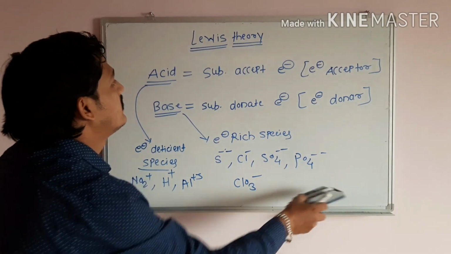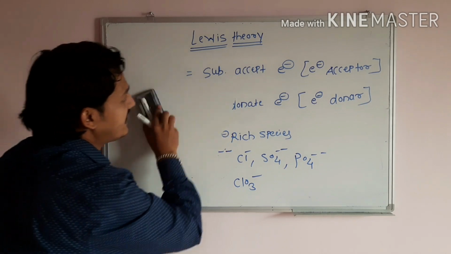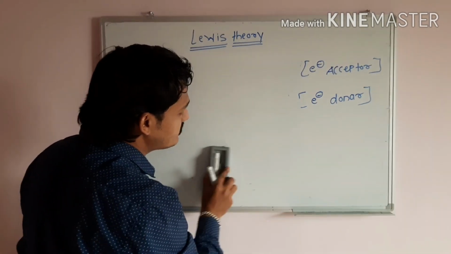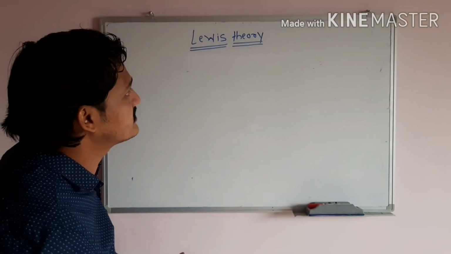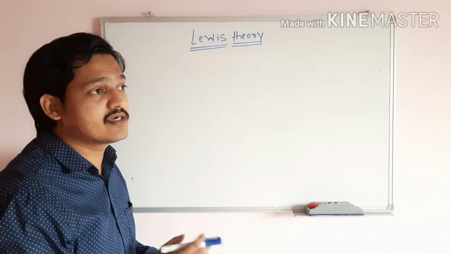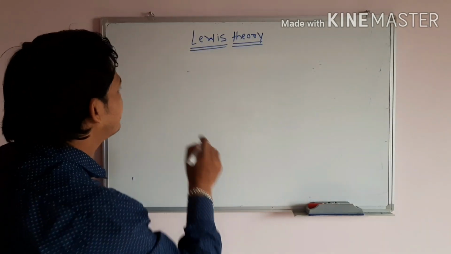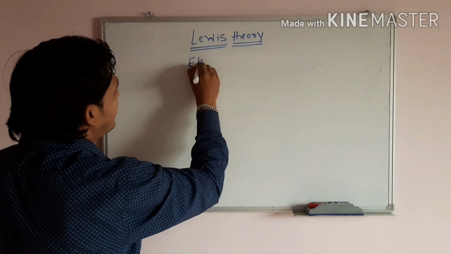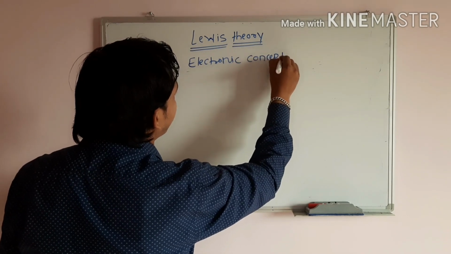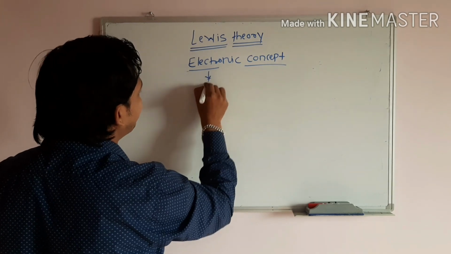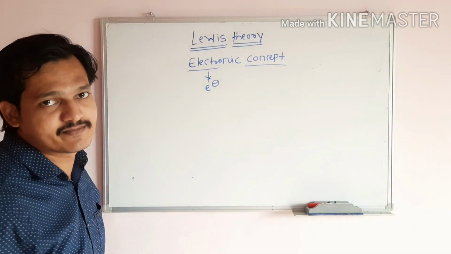Now let us move to an example explaining acids and bases using the electronic concept. This concept is also called the electronic concept, or electronic theory, because only electrons are involved in the concept of acids and bases, that is, electron acceptor or electron donor. So it is related to electrons. That's why an electron acceptor is called an acid and an electron donor is called a base.